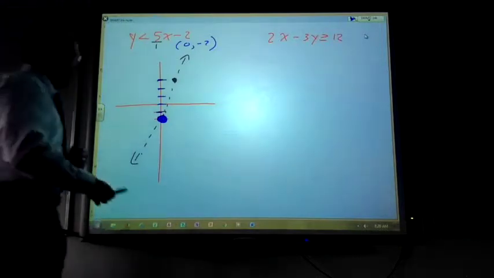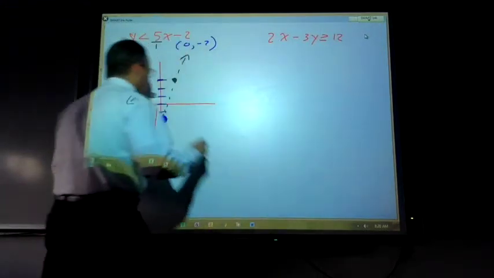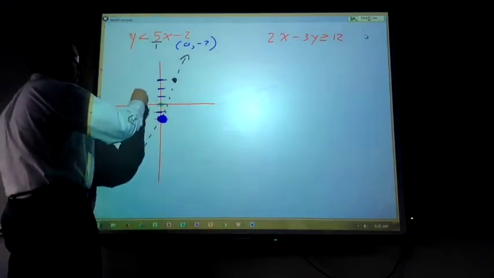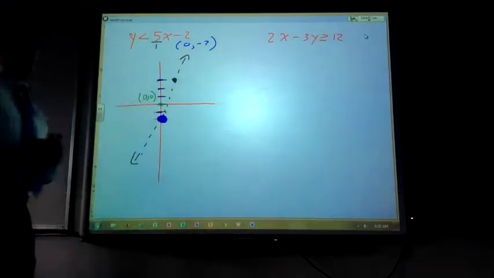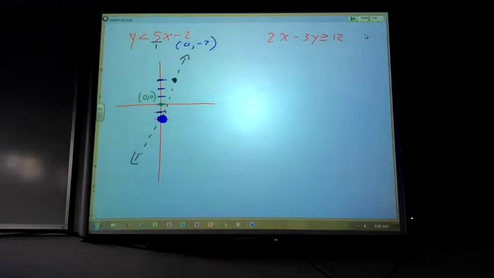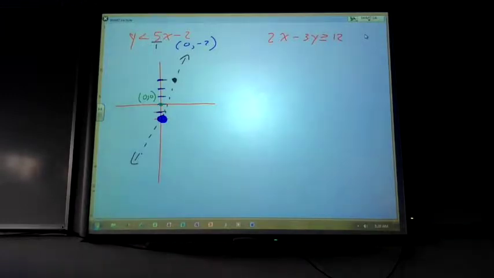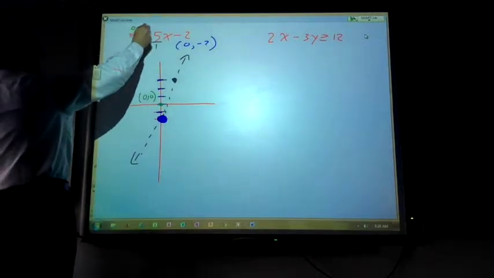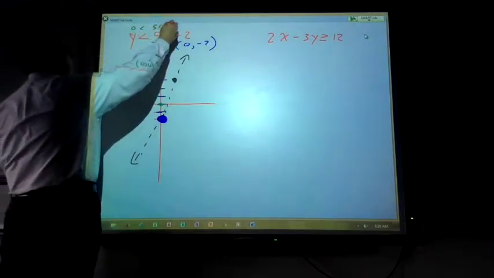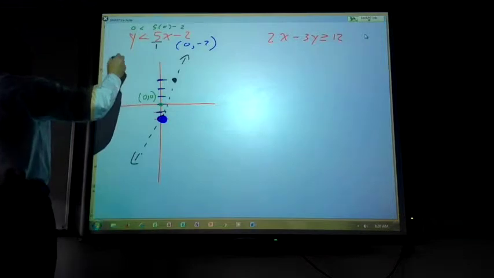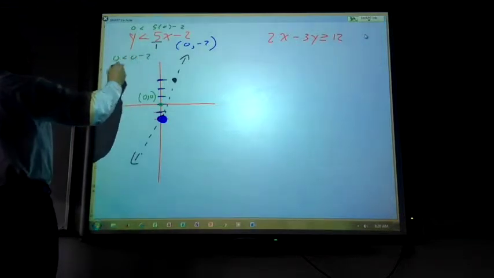We have decided that (0, 0) right now is a good test point. The reason we can say (0, 0) is a good test point is it's definitely on one side of the line or the other. Agree? So if I use (0, 0) and plug it in, 0 is less than 5 times 0 minus 2, so that's 0 is less than 0 minus 2, so 0 is less than negative 2.